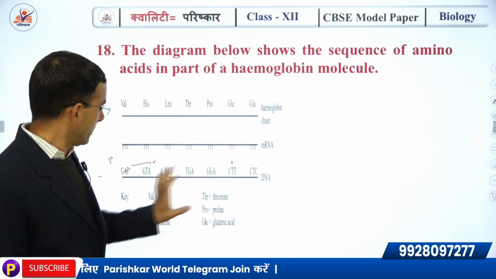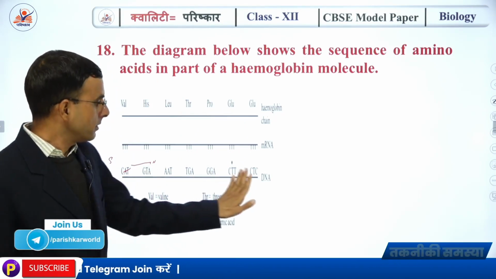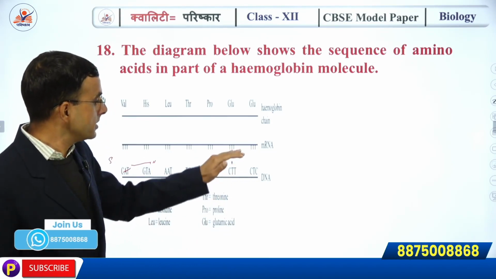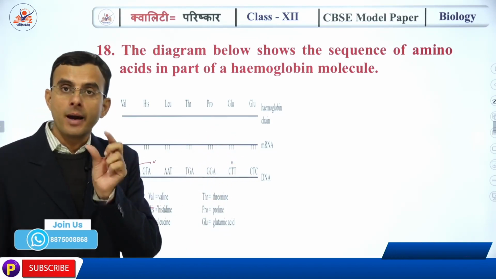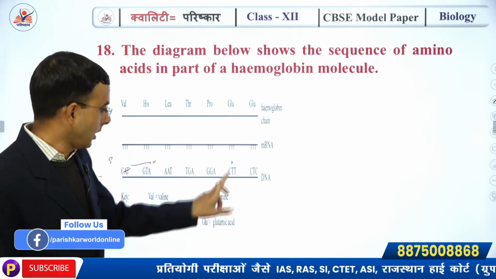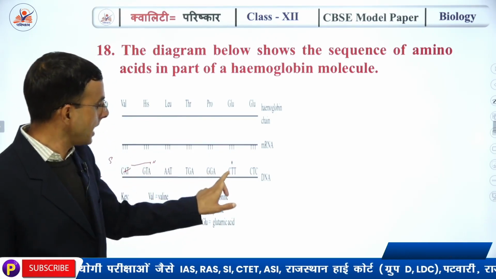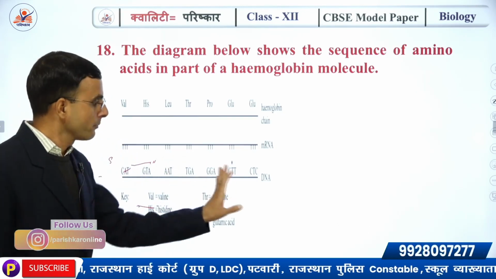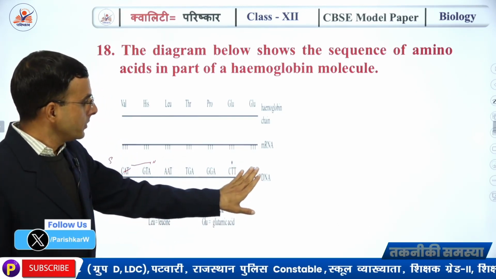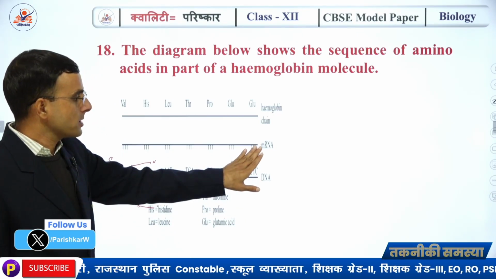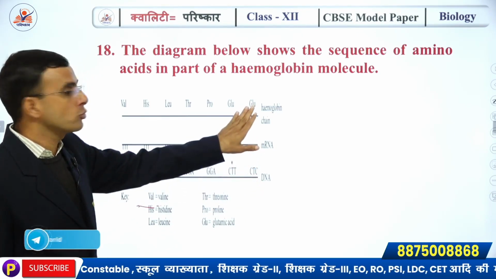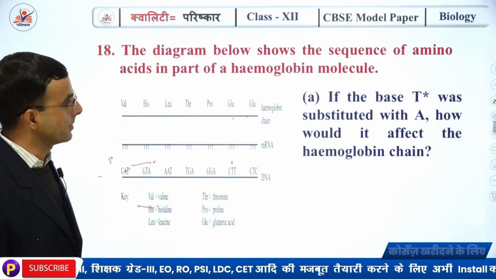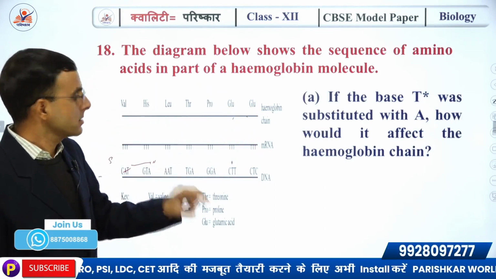Look at this one. There is a sequence of nucleotides, and in that nucleotide sequence they form a code, and that code is a triplet. This one is the code, and that code is particular for particular amino acids. This one is the DNA. That code is expressed in the form of mRNA, then in the form of hemoglobin. Now look at what the question is. If the base, look at this one.